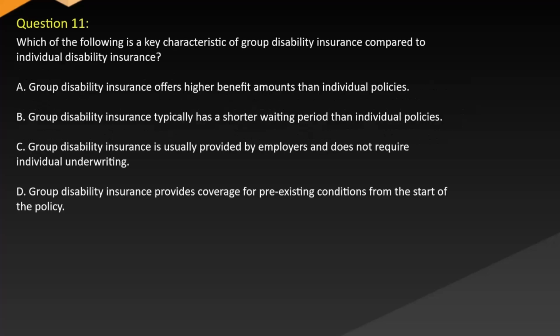Question 11. Which of the following is a key characteristic of group disability insurance compared to individual disability insurance? A. Group disability insurance offers higher benefit amounts than individual policies. B. Group disability insurance typically has a shorter waiting period than individual policies. C. Group disability insurance is usually provided by employers and does not require individual underwriting. D. Group disability insurance provides coverage for pre-existing conditions from the start of the policy.